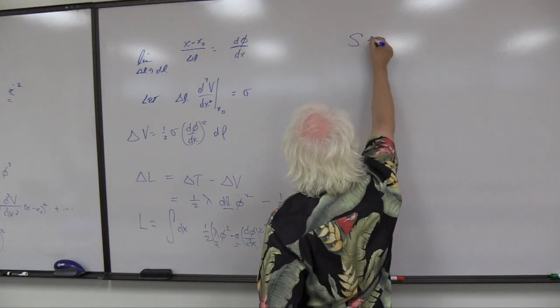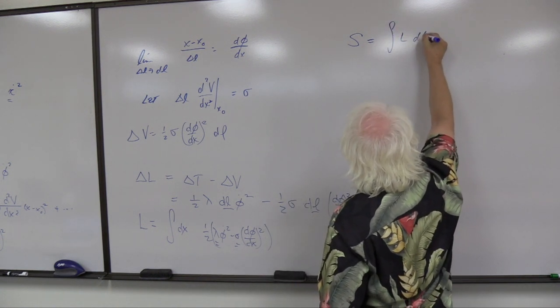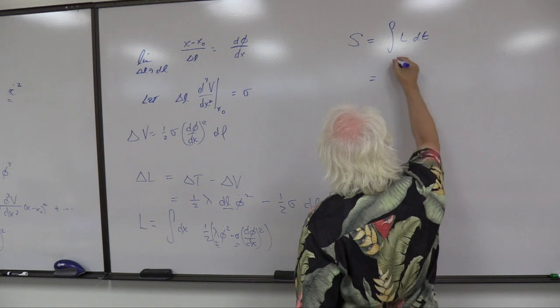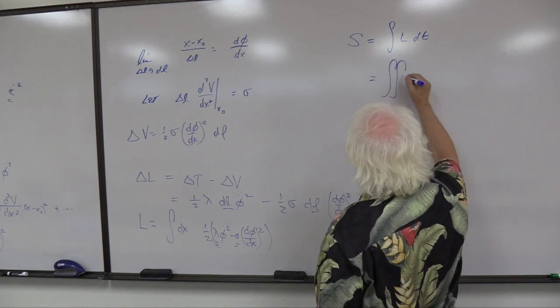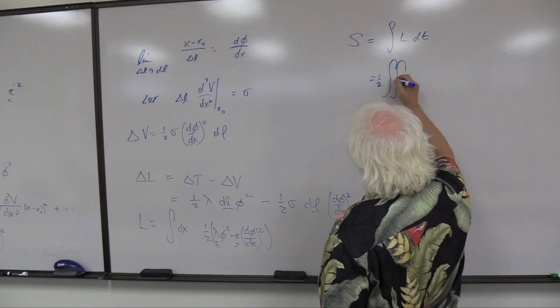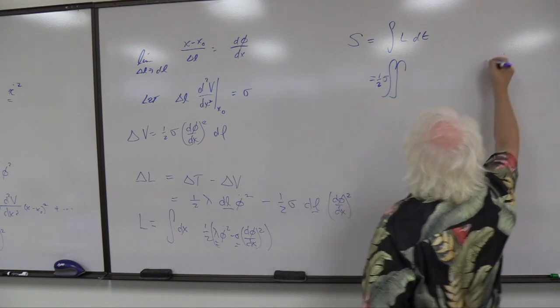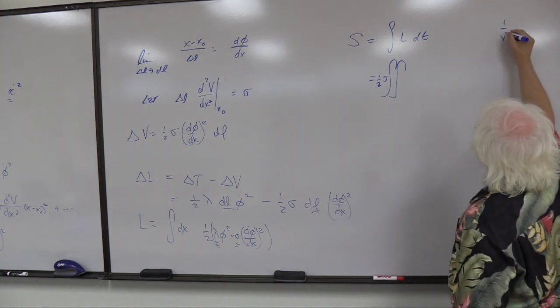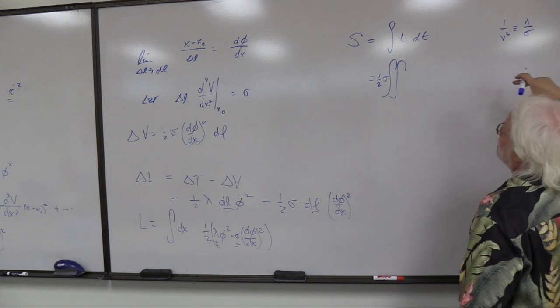Let's write the action. It is the integral of L dt, which is now, okay, so notice what happens here. We have an overall half, and I'm going to pull out sigma, and I'm going to define 1 over v squared to be lambda over sigma.